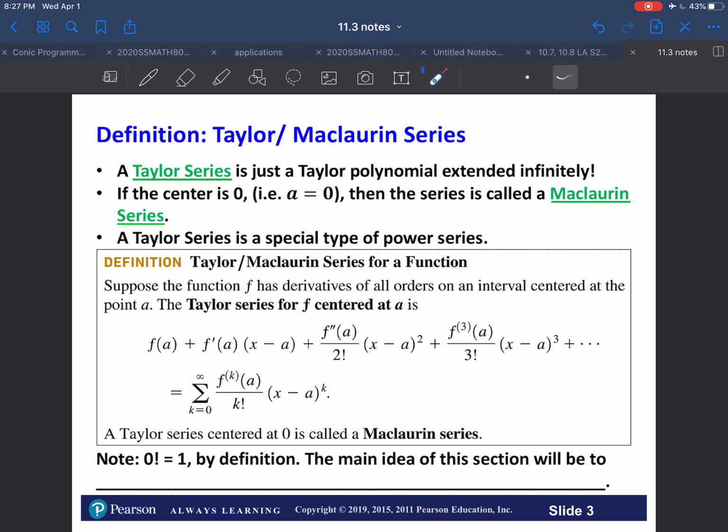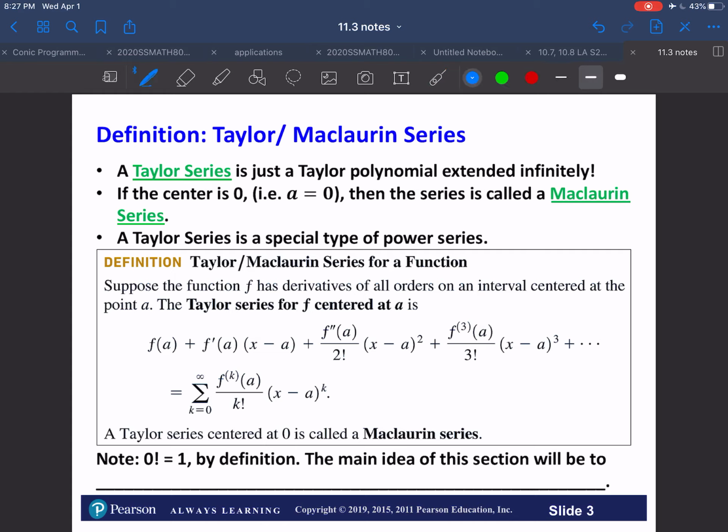All right, so a Taylor series centered at 0, of course, is called the Maclaurin series. And then one other thing to note, which I'm not sure I've talked about yet, is that 0 factorial, by definition, is going to be equal to 1. If it weren't equal to 1, we would run into problems. And so we're just going to define 0 factorial as equal to 1.